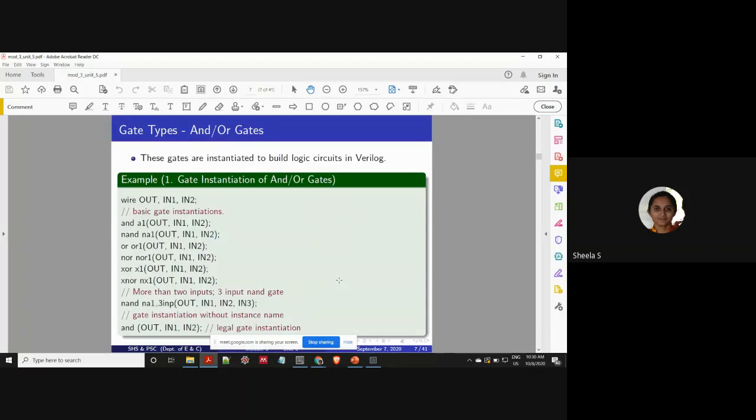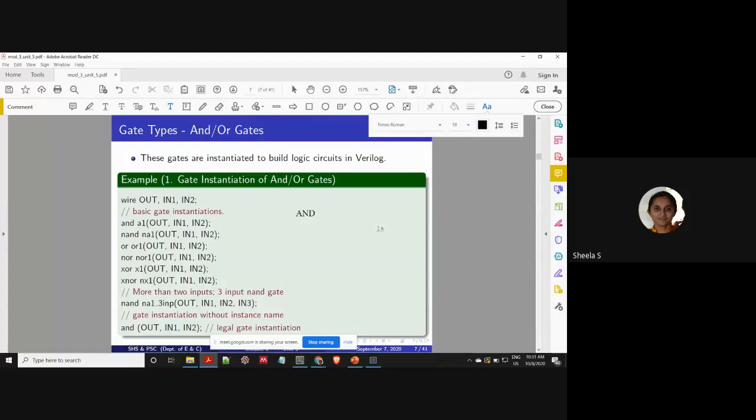Next, let us consider how to use those basic gates. Here we can see the basic gates can be instantiated. How can we instantiate? By using the keyword. All the primitive gates should be declared using small letters only. Instead of mentioning and, if you mention AND in capital letters, in that case it will not be considered a primitive gate. It will be considered as a module which the user is defining.